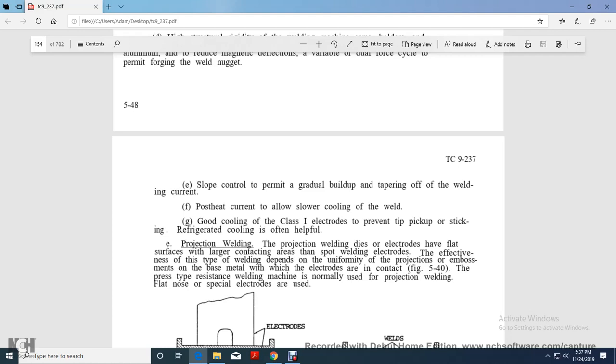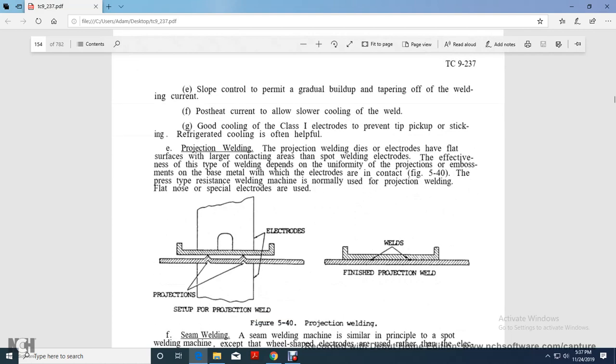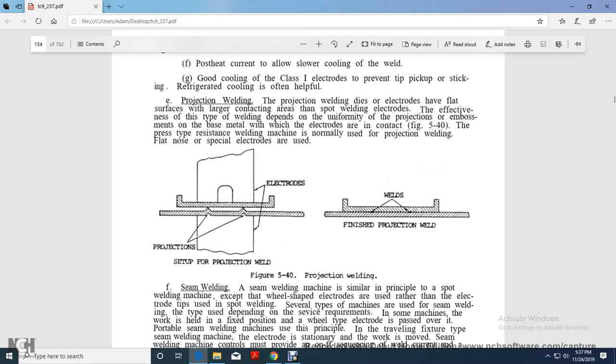Projection welding die electrodes have flat surfaces, with a larger contact area than spot welding electrodes. The effectiveness of this type of welding depends on the uniformity of the projections and embossments of the base metal with the electrodes in contact. The present type of resistance welding normally used with projection welding uses flat nose special electrodes. Figure 540 shows projection welds to be finished with projections. Electrode projections set up with the projection welds.